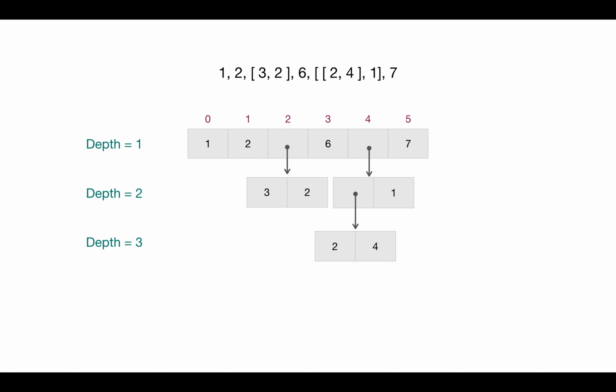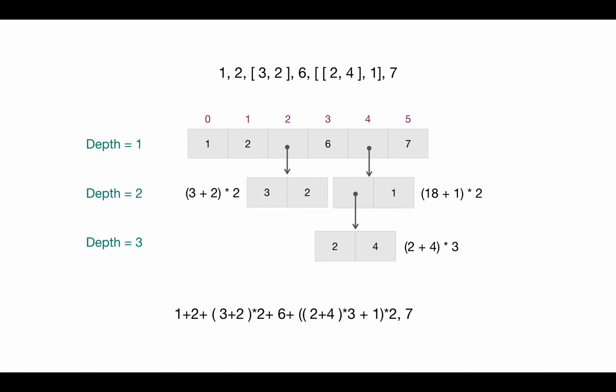So basically to get the product sum, when you have numbers in an array, you just add them, and when you have an array itself as an element, you add all of its elements and then multiply the sum with the depth of that array. For example, for this array having elements 3, 2, it will be 3 plus 2 multiplied by 2. And for this array having elements 2, 4, it will be 2 plus 4 multiplied by 3 because the depth is 3. And then adding up all the elements.